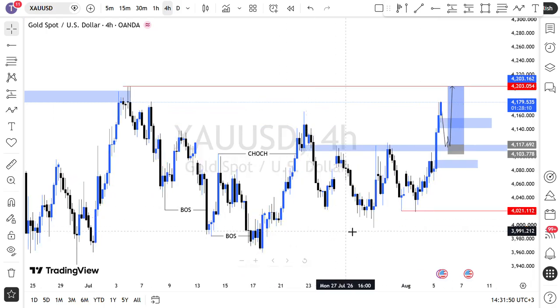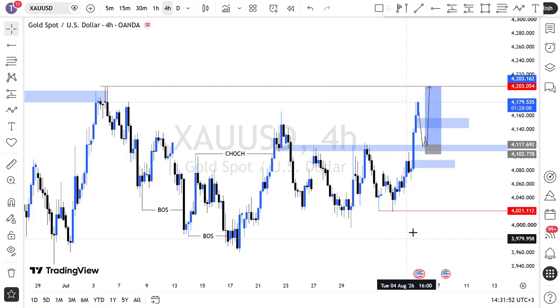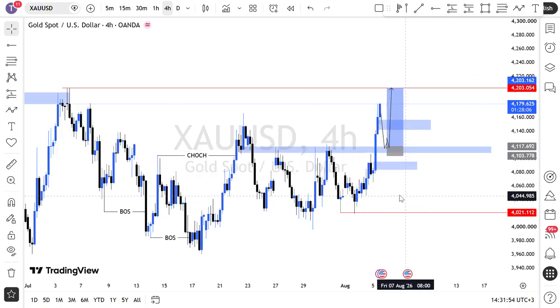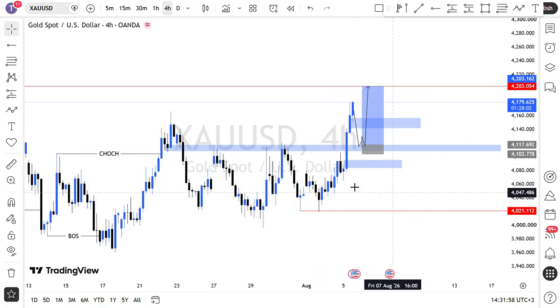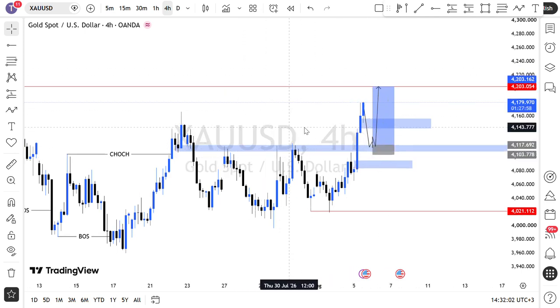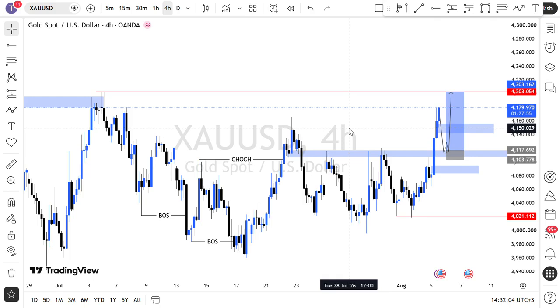So that is it, guys, on gold. That is what I expect. I'll be expecting price to come back down into that fair value gap, the 4 hour fair value gap, also into this support and resistance level, and then we take our buys to the external liquidity.